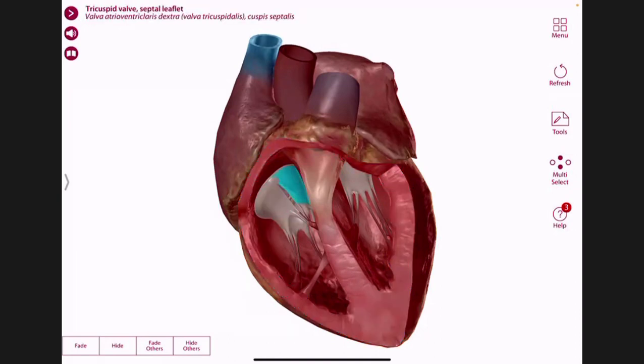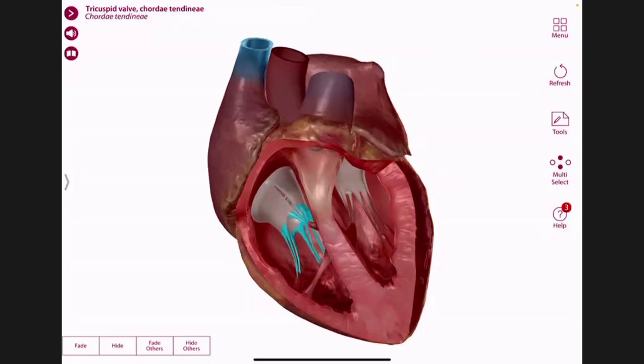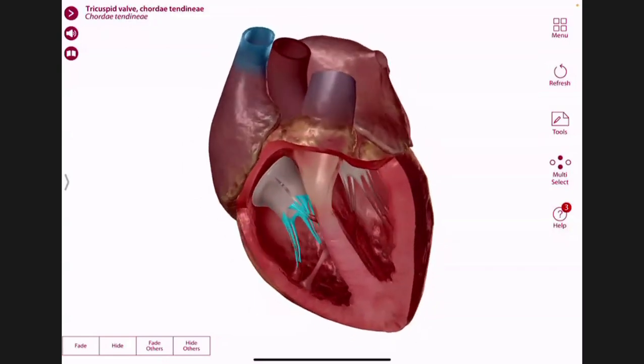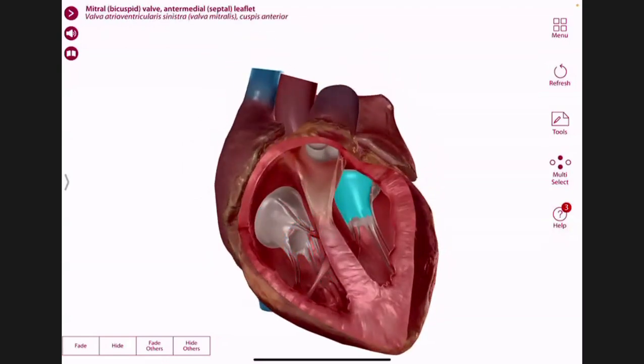And so these are the tricuspid valve. These are the chorda tendineae. Remember the chorda tendineae we discussed? Okay, and similarly here, see, this is the bicuspid valve and the chorda tendineae of the bicuspid valve.